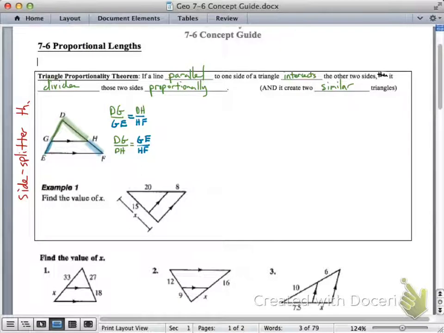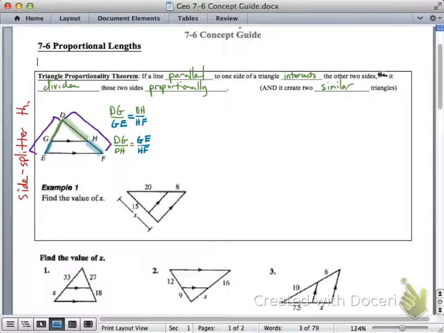We can write this a different way. We can also say DG over DH, this part of this side over this part of the other side, equals the remaining parts, GE over HF. You have to be consistent. That's been the name of the game so far.